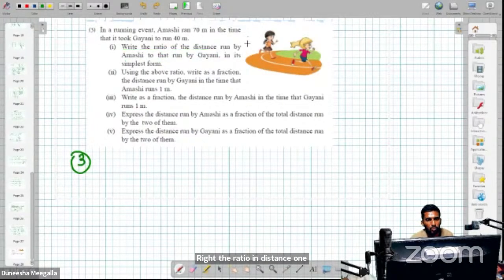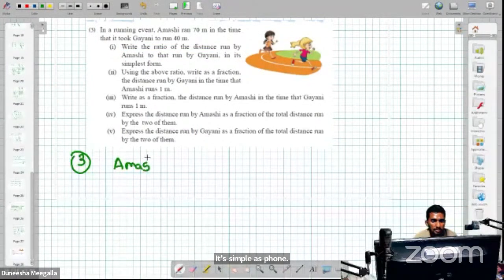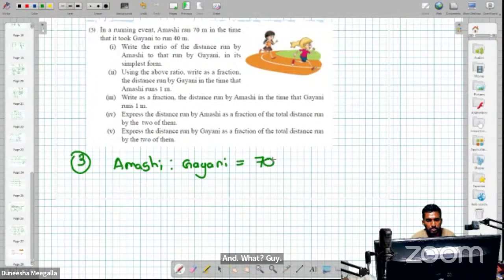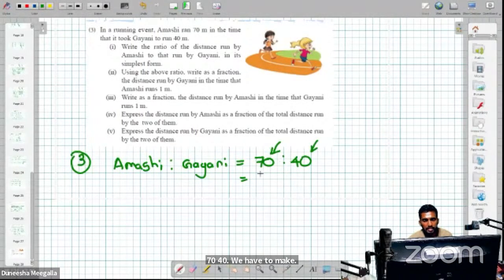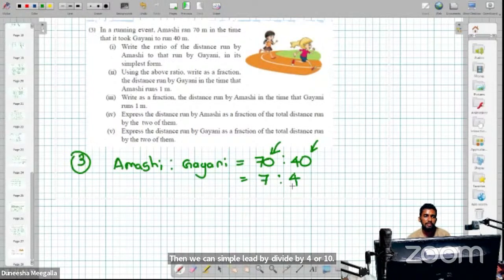In its simplest form, in the given time, Amashi and Gayani: 70 meters to 40. We have to write both in the same unit. We can't write one in meters and the other in centimeters. Okay, then 70 to 40. We can simplify it by dividing by 10. Then 7 to 4. Did you get the answer?